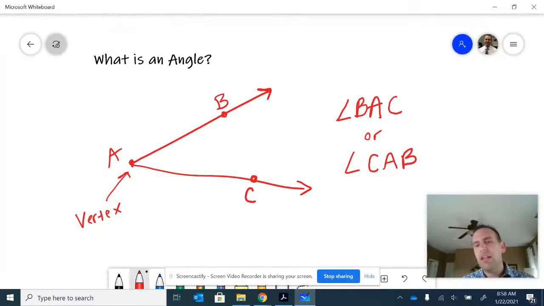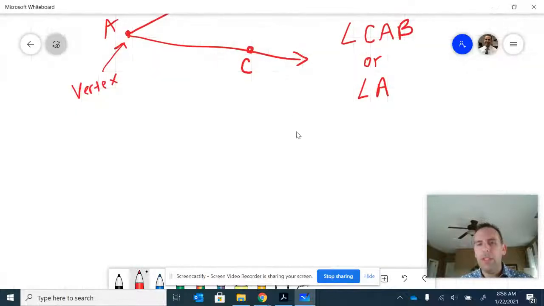Now, since this is a standalone angle, another way to label this angle in this picture or this diagram would be just angle A. In other words, you can give it the name of just its vertex alone. When the drawing becomes more complex, you want to avoid that. Let me give you an example of that.